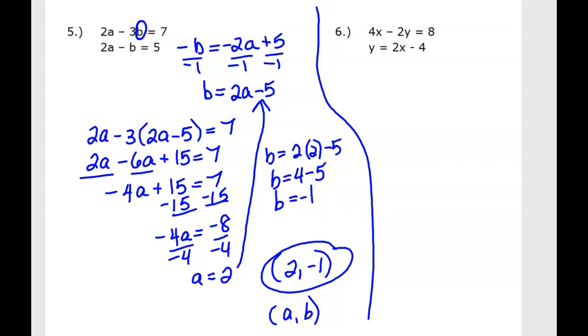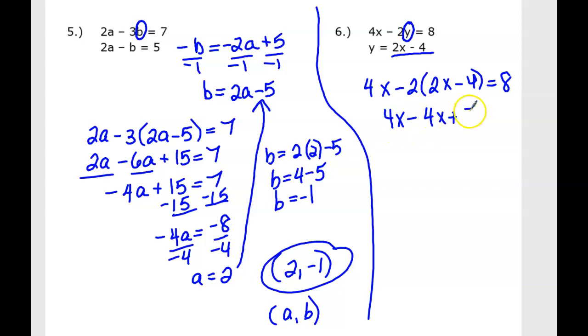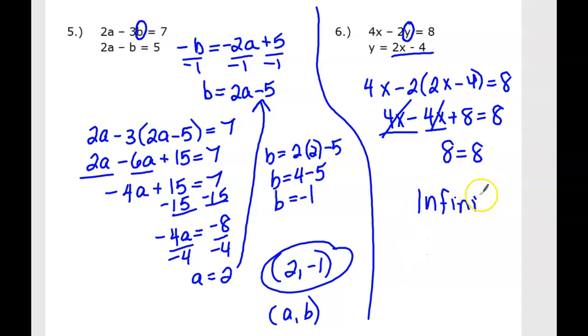All right, so looking at number 6. Number 6, well, my y is already solved for me, so it makes it easiest to just circle the y in the first equation and substitute in 2x minus 4. 4x minus 2 times 2x minus 4 is going to be equal to 8. We'll solve for x. All right, but when we combine our like terms, these cancel out. We're left with 8 is equal to 8. That's true. So because it's true, I know I have infinite solutions.